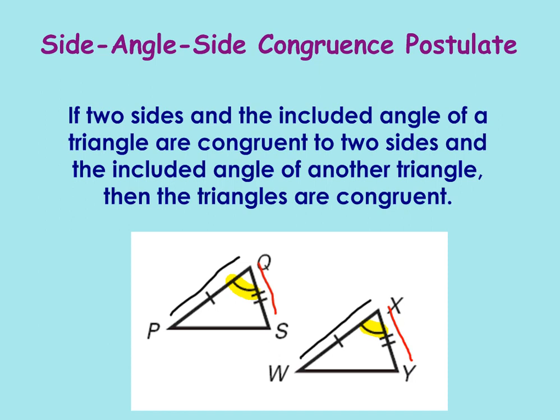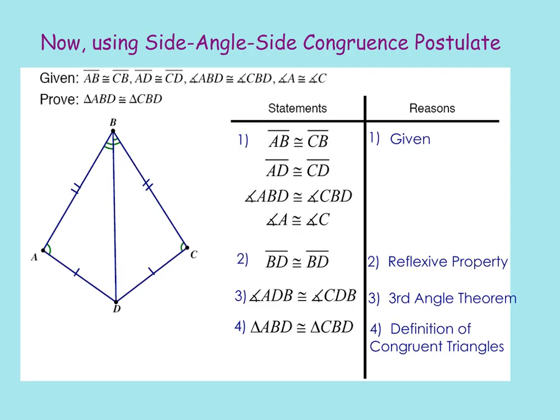Now to see what this would look like if we put this into a proof. Here's the proof from before once again, and originally we had to prove that all pairs of corresponding sides were congruent and all pairs of corresponding angles are congruent.